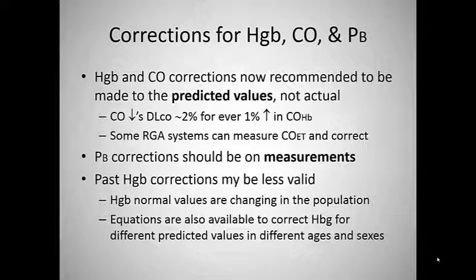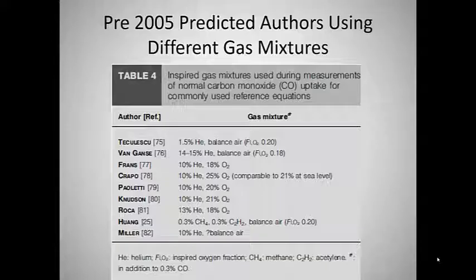So they also threw in some new equations of ways to correct hemoglobin for different predicted values at different ages and sexes, because again, hemoglobin varies according to sex and age and things like that. We just have one standard equation for everyone. So these are things that we've got to figure out what to do.